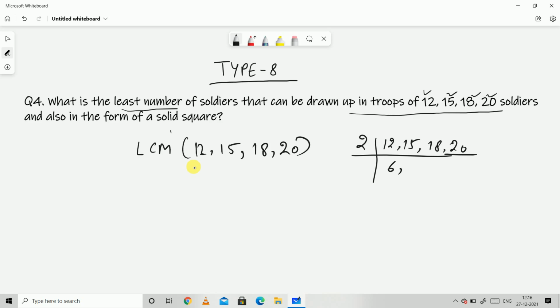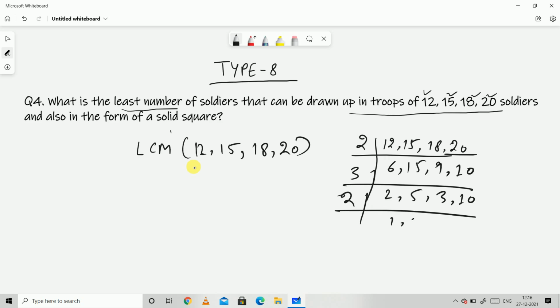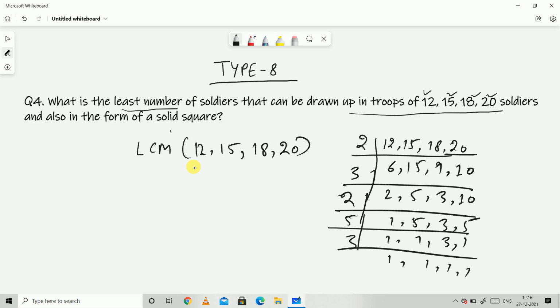So 2 sixes are 12, 2 15, 2 nines are 18, 2 tens are 20. Then 3 twos are 6, 3 fives are 15, 3 threes are 9, and then we have 10. Then 2 ones are 2, 5, 3 and 5. And now you know that we'll have here 5 and then we'll have 3. Okay. So it will be 2 threes are 6, 2s are 12, 5s are 60, 3s are 180. Okay. So 180 came out to be my LCM.